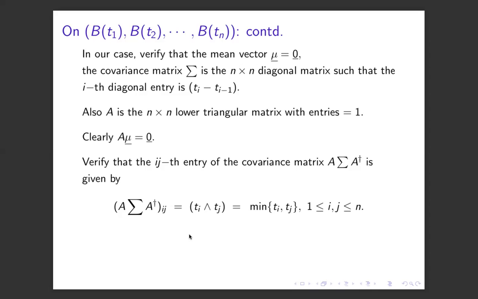So for example, if n equals 2, in the 2 by 2 case, the first row will be T1, T1, and the second row will be T1, T2, where T2 is bigger than T1. If it is 3 by 3, the first row will be T1, T1, T1, the second row will be T1, T2, T2, and the third row will be T1, T2, T3. So now you can easily work it out for n cross n.